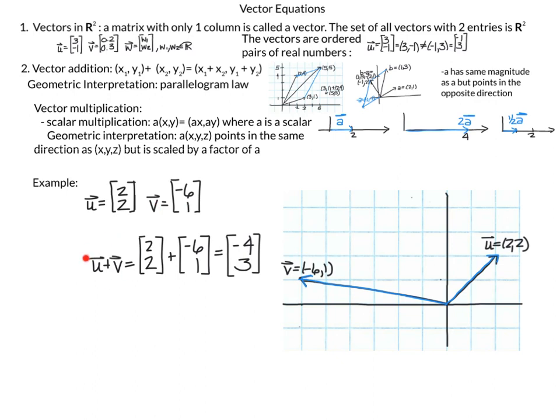Our next example, we have the vector u equals 2, 2, and v is equal to -6, 1. So we're going to add u plus v. So that's 2, 2 plus -6, 1. That's 2 minus 6, which is -4, and 2 plus 1 is 3.